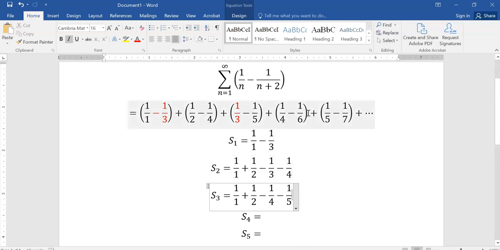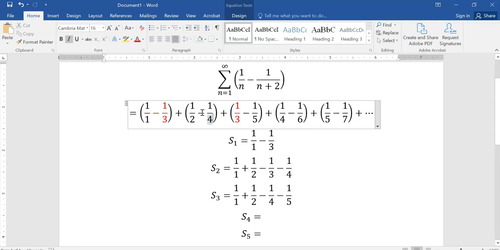Now, what if we add a 4th term? So we start here, here, here, here. Well, I have 8 little pieces: 1 over 1, minus 1/3, 1/2, minus 1/4, 1/3, minus 1/5, plus 1/4, minus 1/6. The 1/3 and the minus 1/3 are still going to cancel out.